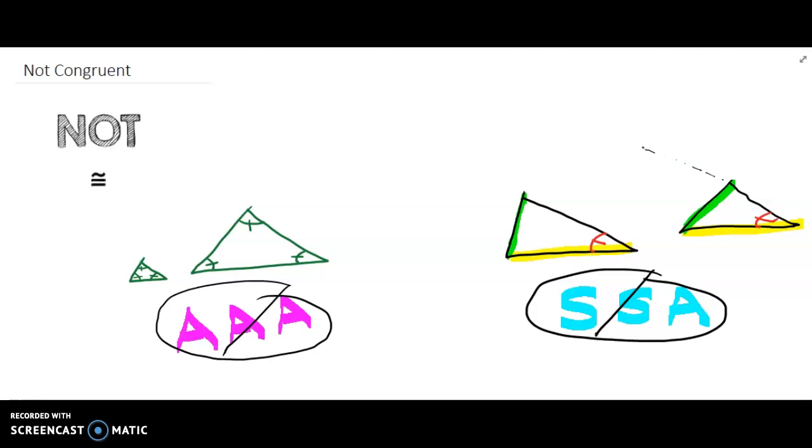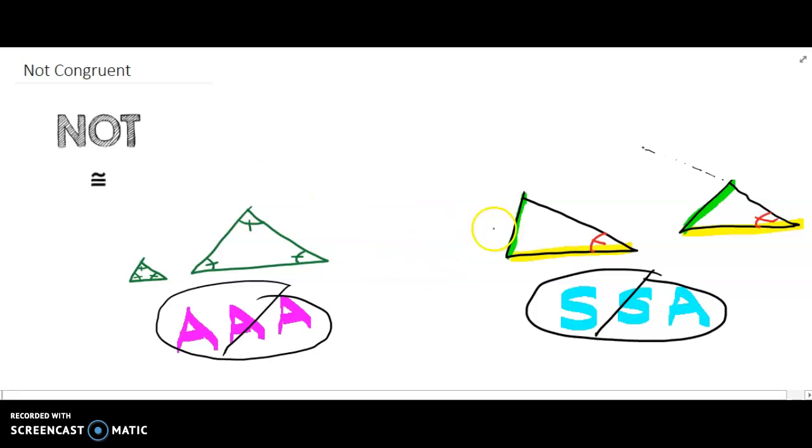All right, so there's two theorems that people sometimes try to use that are not a thing. That is the angle, angle, angle congruent theorem. So think, if each of these angles are 60 degrees and each of these angles are 60 degrees, that doesn't mean the triangles are the same size. You can have equiangular triangles of various sizes.